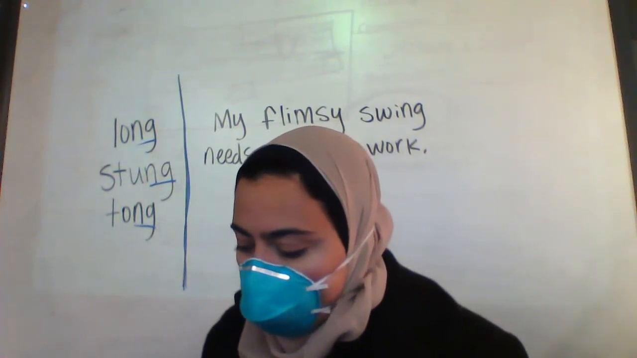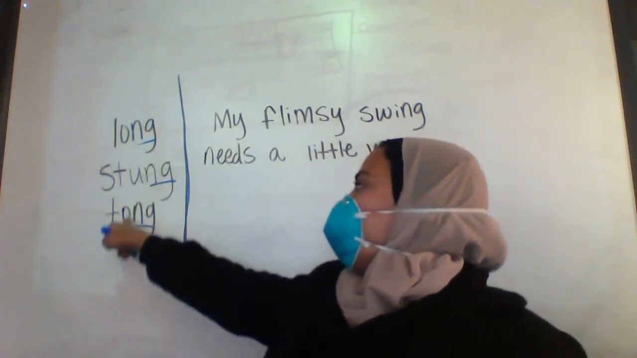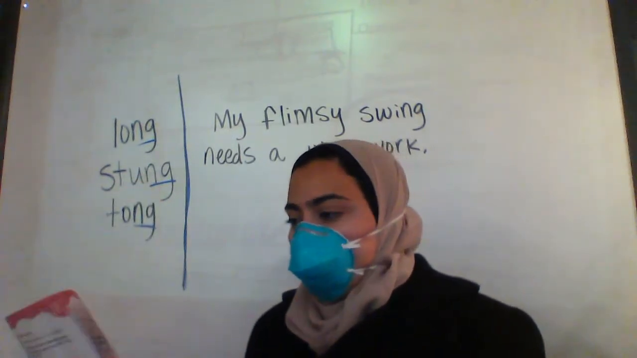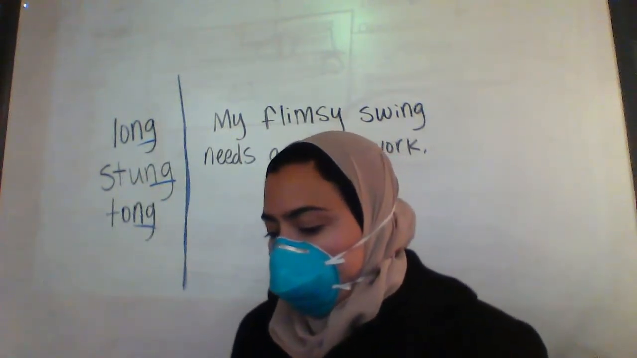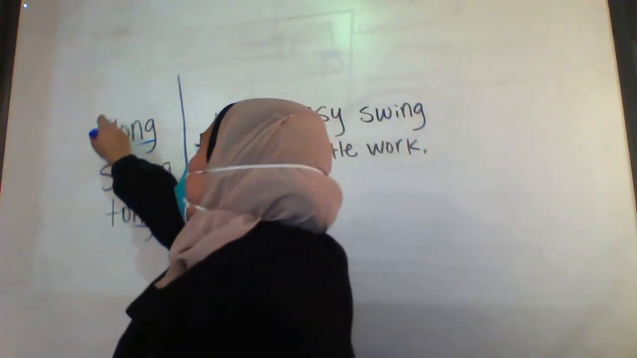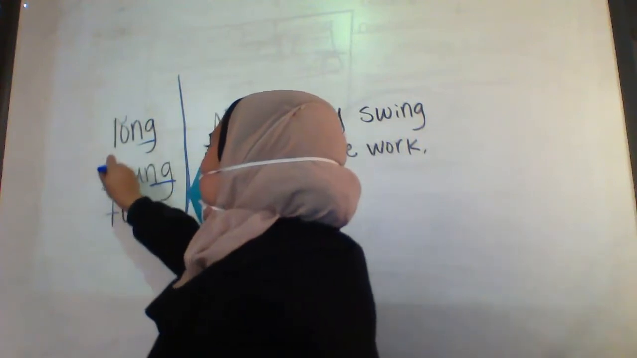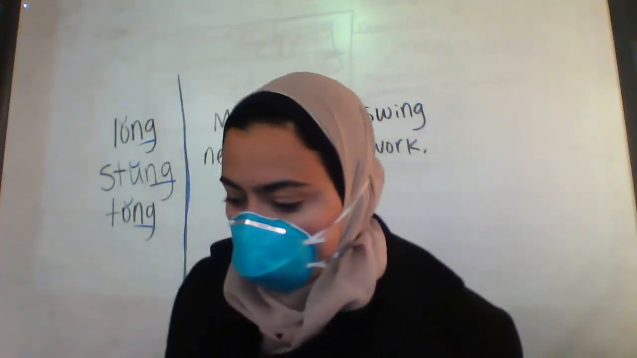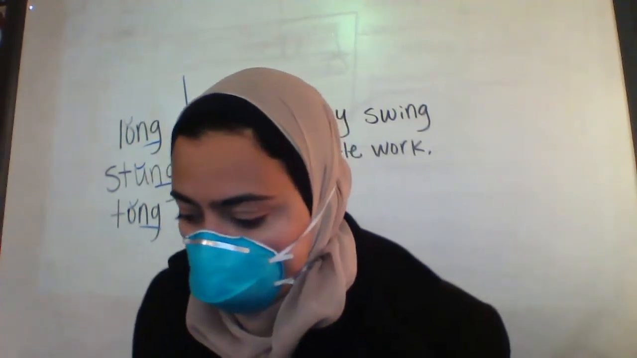So we code these digraphs by underlining them. Is there any other coding all these words need? Yes. What do they need, Mr. Dominic? They all need a breve. Very good. Let's read it again. Long, stung, tong. All those vowels needed a breve because they are short. Very good. All right.